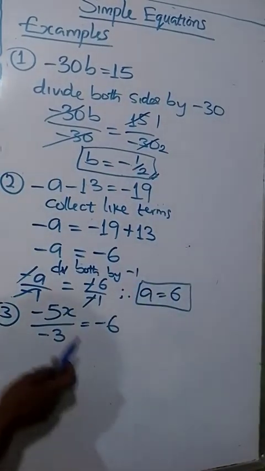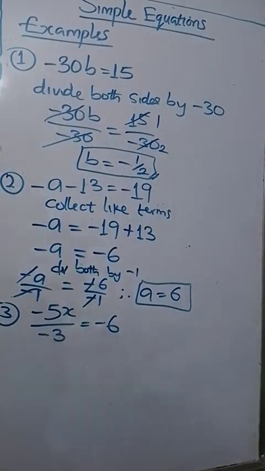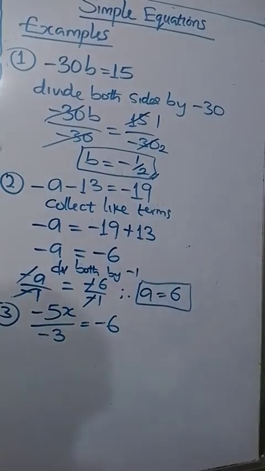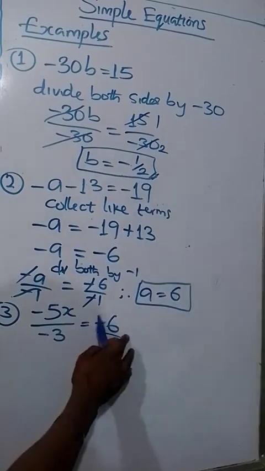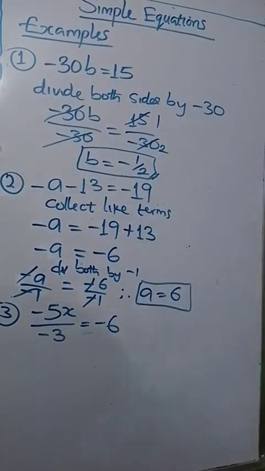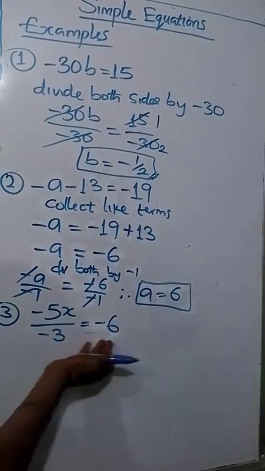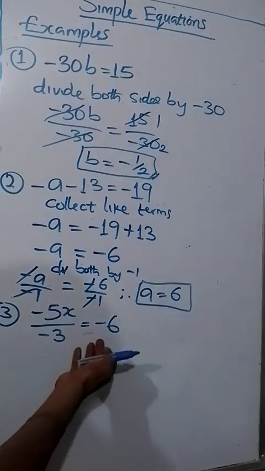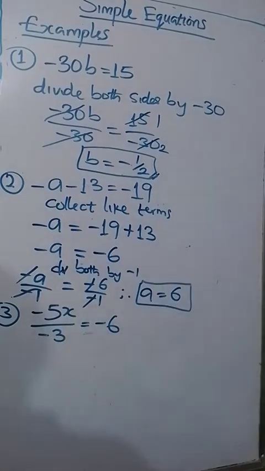So now for this last question, minus 5x over minus 3 equals minus 6. Remember, for this one, what we are going to do is to cross multiply. Why do we cross multiply? The first thing, we can't collect like terms here, right? We cannot divide both sides here.